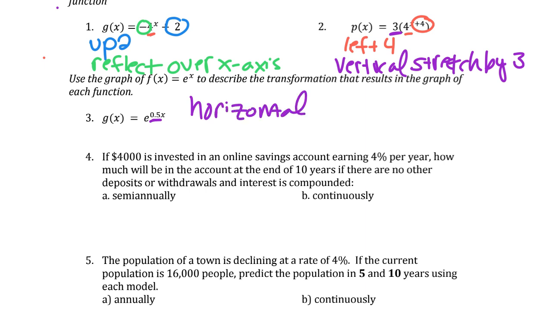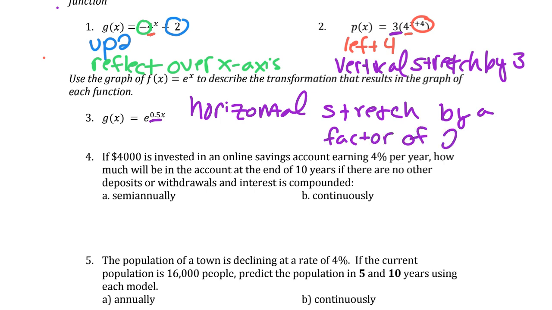And it's a 0.5 inside. So anything between 0 and 1 is opposite of what you would think. You would think that's going to be a compression, but it's not. It's a stretch. And this is the one people get a little confused on. I want to say it's stretched by half, but it's stretched by a factor of 2. So it's stretched horizontally by a factor of 2.